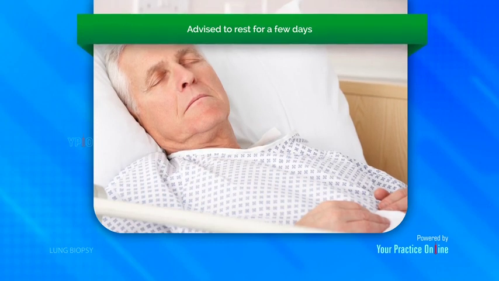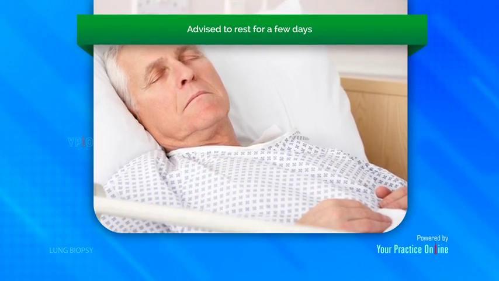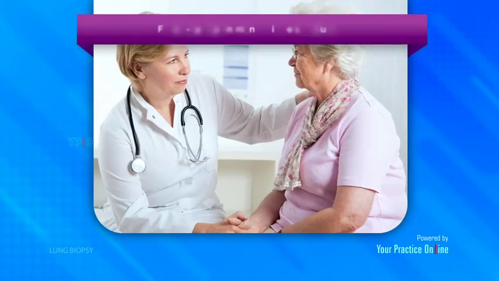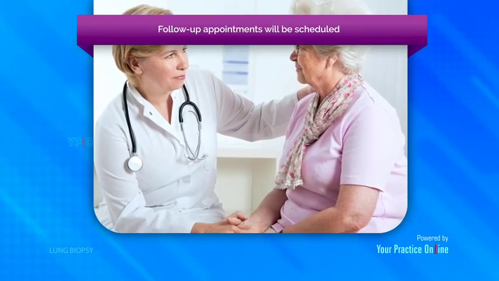You are advised to rest for a few days after a lung biopsy and avoid any physical exertion until your physician gives approval. Follow-up appointments will be scheduled to monitor your progress.